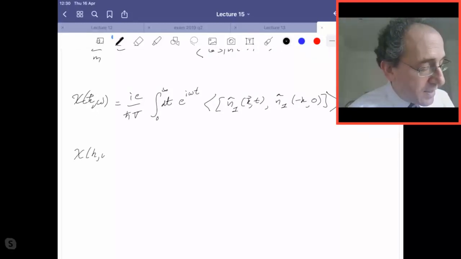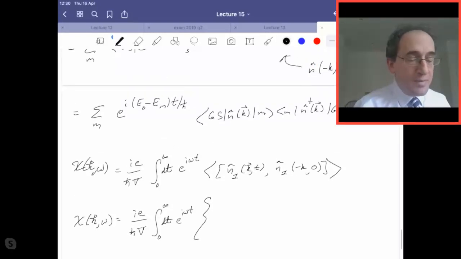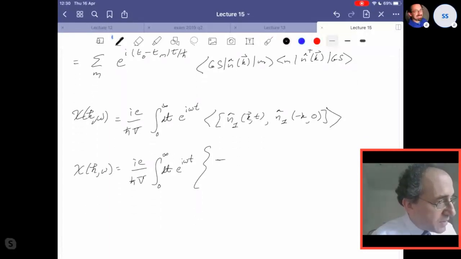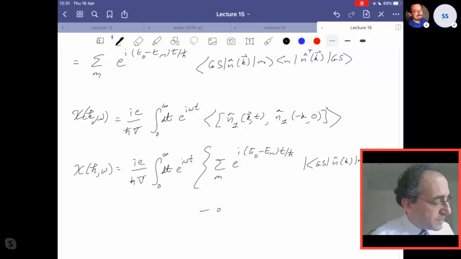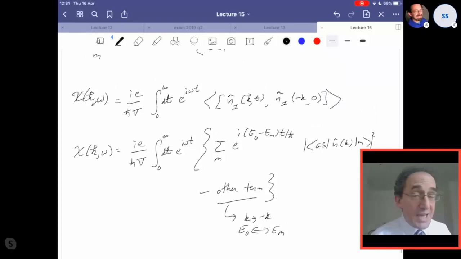chi of k and omega equals i e over h bar v, integral from 0 to infinity dt e to the i omega t, and let's open this up. I'm going to plug in exactly this expression for one term of the commutator. So we get the sum over m of e to the i (E naught minus E m) t over h bar, times the squared matrix element of n hat of k between the ground state and m. And then there's minus the other term of the commutator, which is similar. Actually, the other term you can get by taking k to minus k and switching E naught and E m with each other. It's probably an exercise worth doing to check that out.